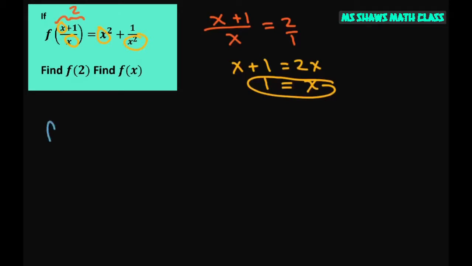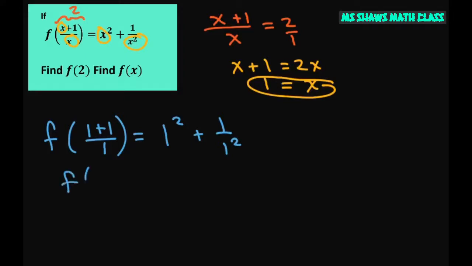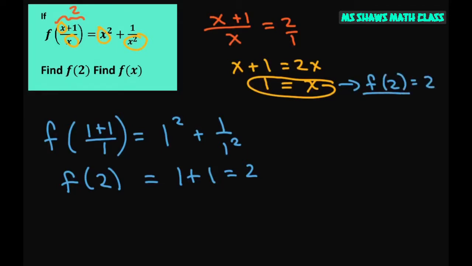So I'm going to go f of (1 plus 1)/1 equals 1 squared plus 1/1 squared. So this is going to be your f of 2, which is what we wanted, equals 1 plus 1, which equals 2. So when x is 1, we get f of 2 equals 2.